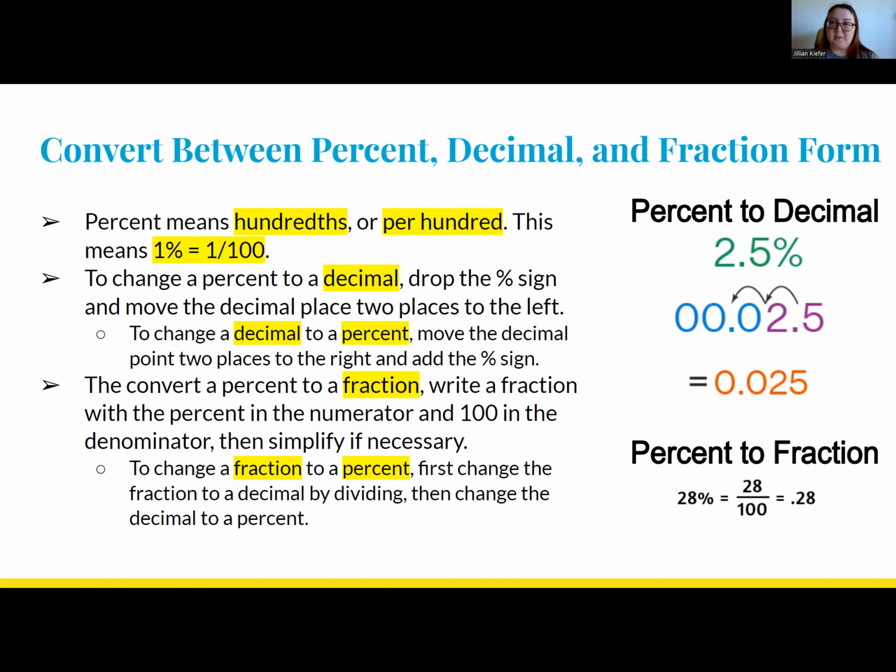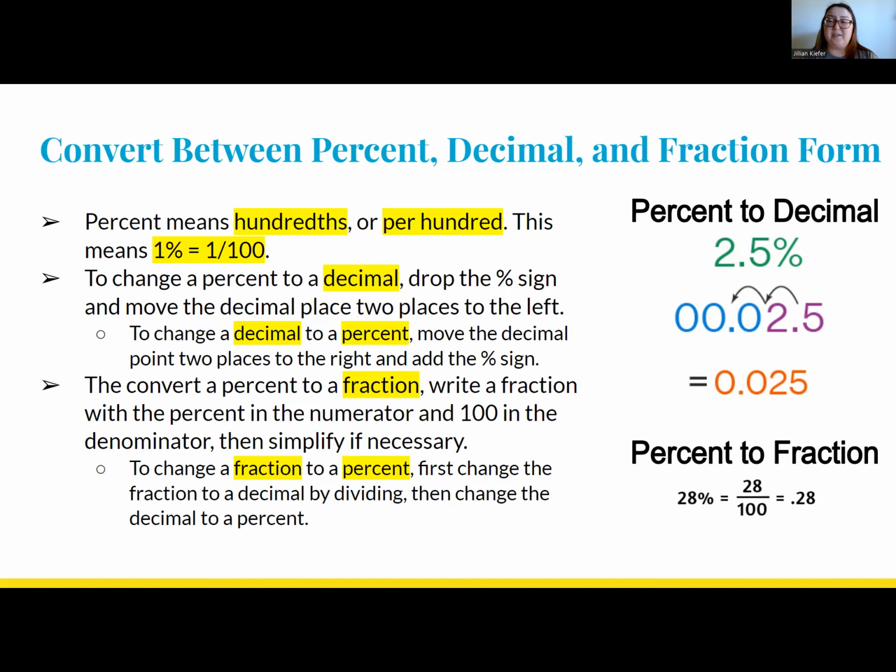Then we also have fractional form. Since we say that percent is per hundred, we're really dividing by 100. So that means that we can put things in fractions. To convert a percent to a fraction, you write a fraction with the percent in the numerator. So the same amount that it is, drop the percent sign, and you put 100 in the denominator, and then you can simplify that fraction if you need to.